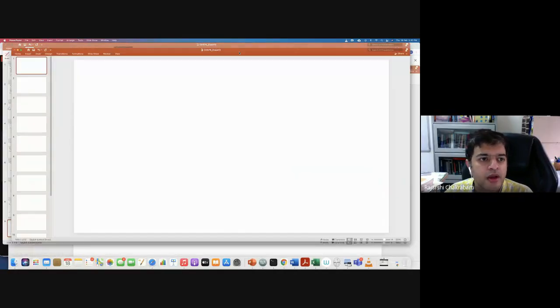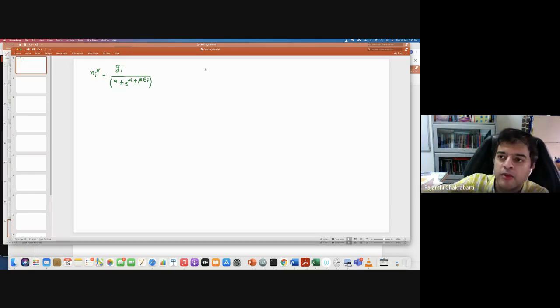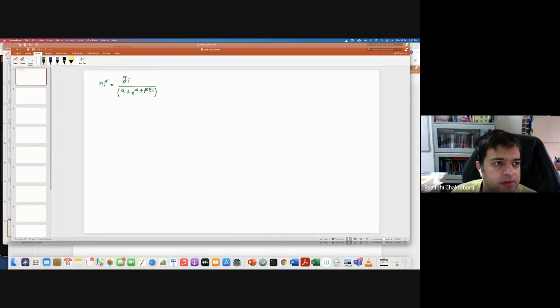Okay, so welcome to class 13 of this course, page 576, Statistical Mechanics. So we had derived this, no? This Ni star, the most probable occupation number for all the three statistics. How many of you remember this? I hope you remember.